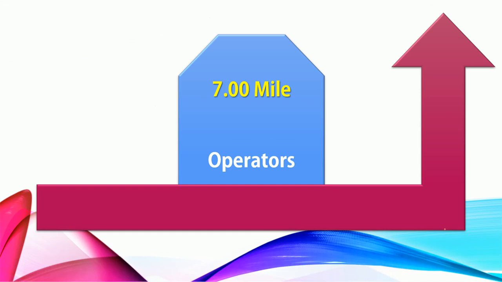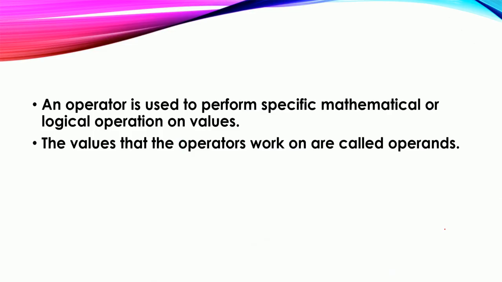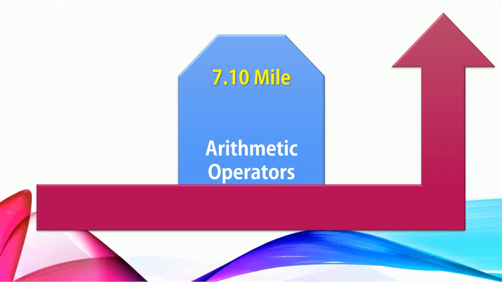Now the next is mile 7, called operators. Different operators are there. An operator is used to perform a specific mathematical or logical operation on values. We have already done 5 plus 3, 7 is equal to 7, and so on. Different types of operations we can do in Python, so we need some operators. The values that operators work on are called operands.